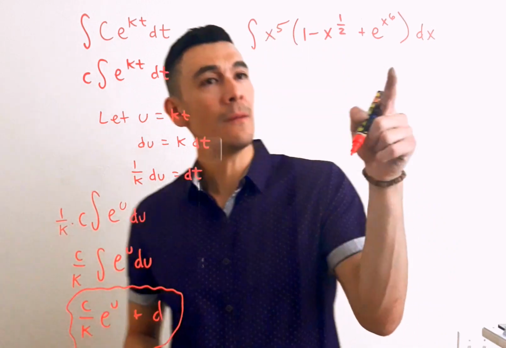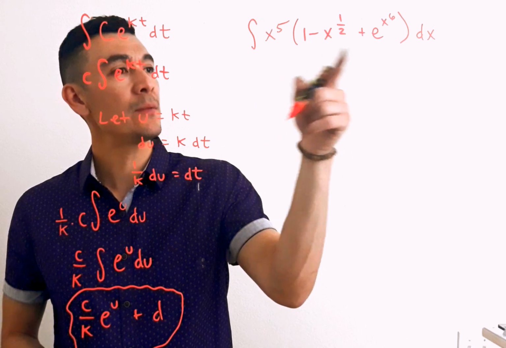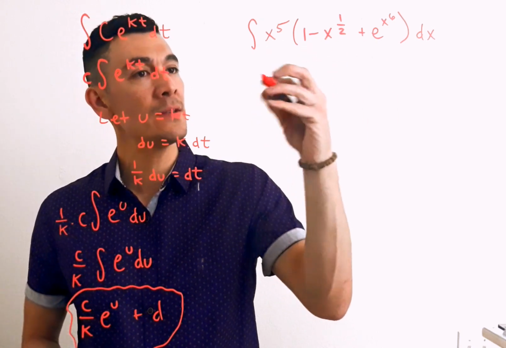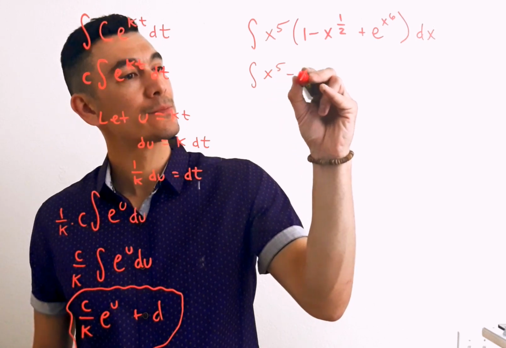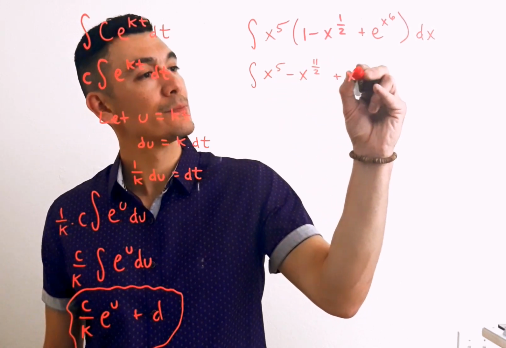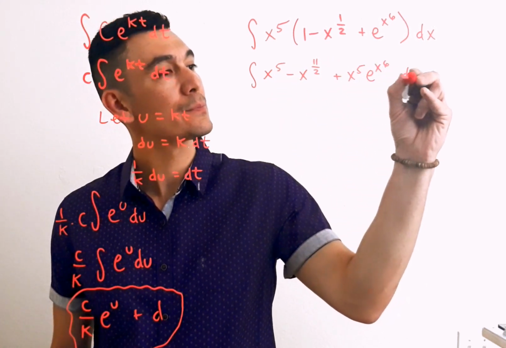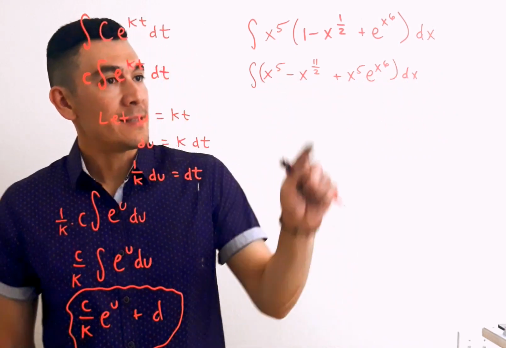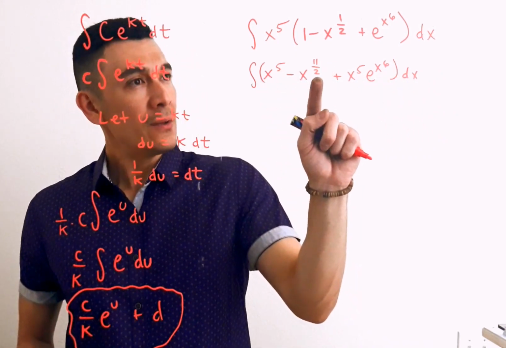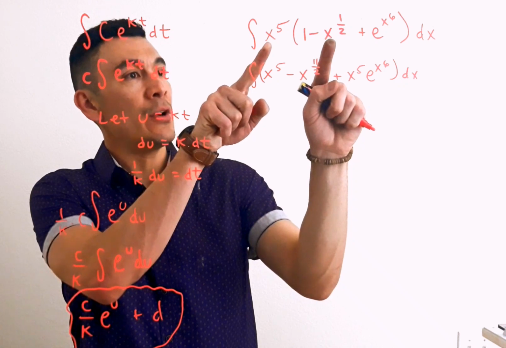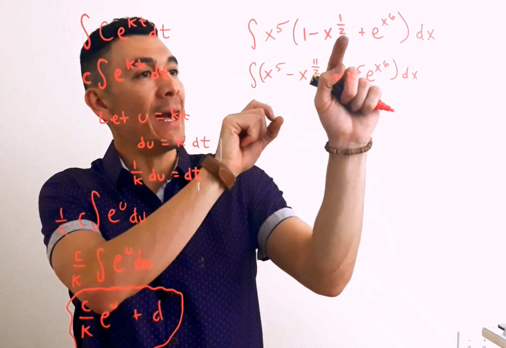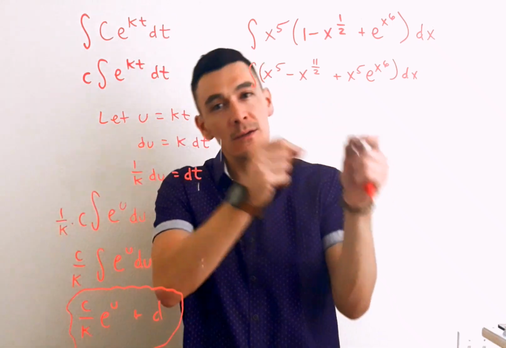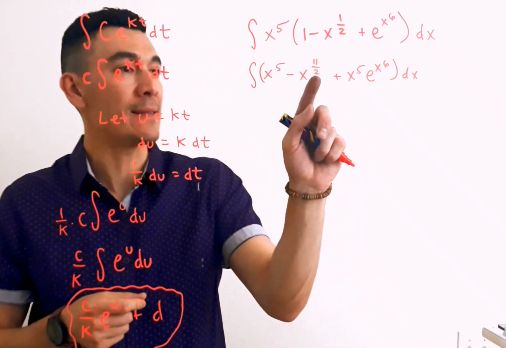For this one here, why don't we distribute? Let's distribute this x to the fifth to all three of these terms. So we'd get back something like this. Now you're saying, how did I get 11 over 2? Well, when you multiply these terms, you add the powers. So 5 plus 1/2 is 5.5. You turn that into an improper fraction to get this back.